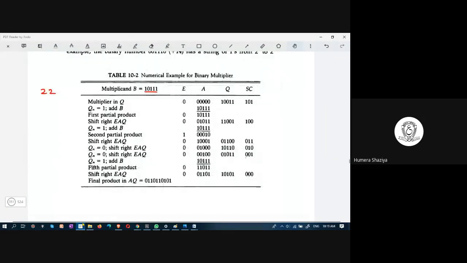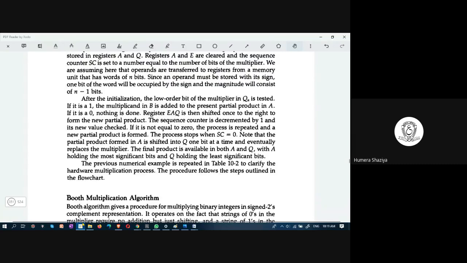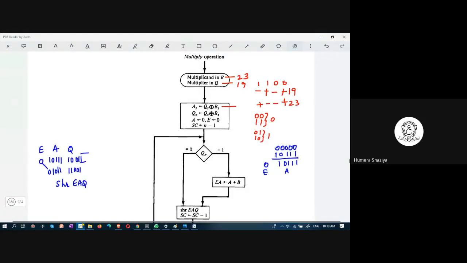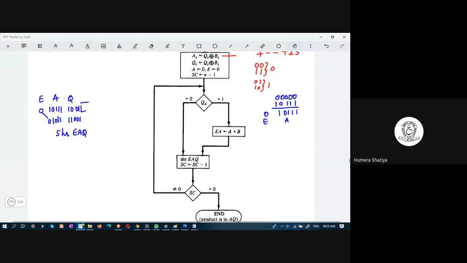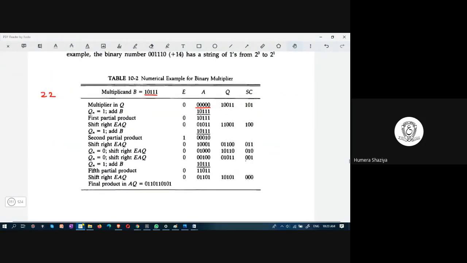The E extended bit and A are initially all zeros. How do you know it is all zeros? From this flow chart, we know that A is equal to 0. Q is the multiplier, which is 10011. SC is 4 plus 1, which is 5. The sequence counter is 5.